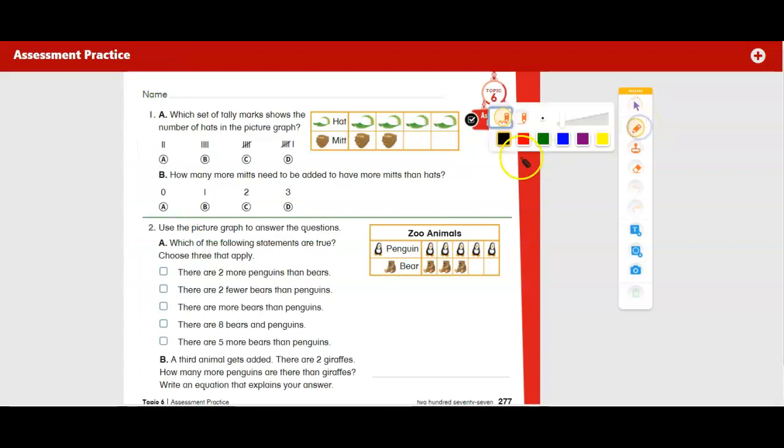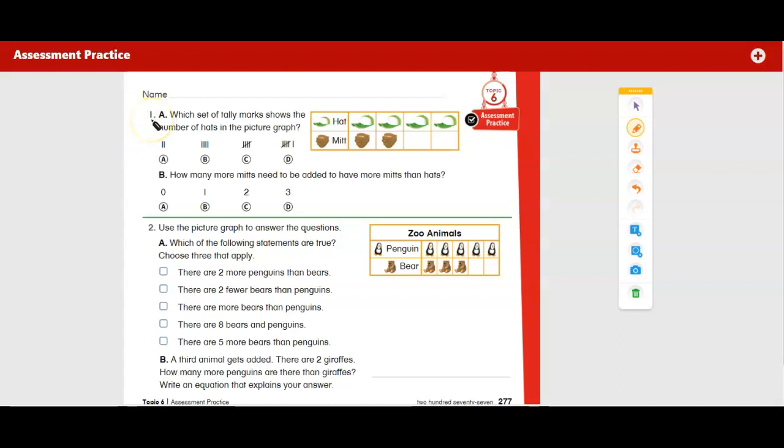Now we are going to go over our answers for our practice test. If you are still working, which is absolutely fine if you are, go ahead and pause the video so that you can finish up your work. If you're ready to go over your answers, then let's get started.